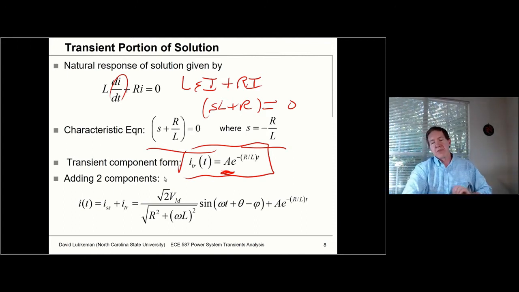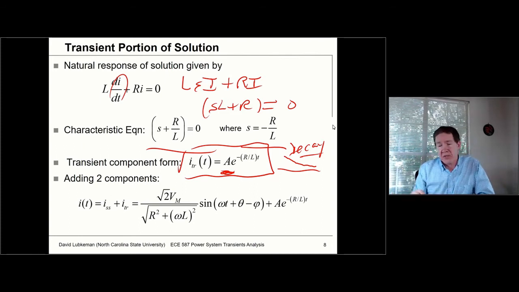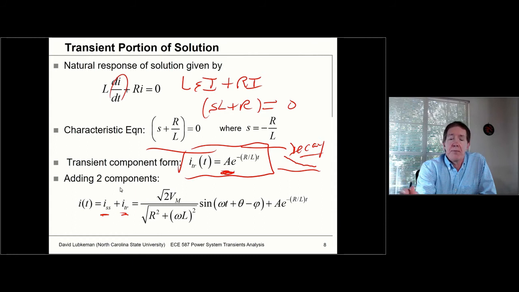At time equals 0, this is equal to A. And as time goes to infinity, this exponential term goes to 0. So this represents what we call a decaying exponential, or decaying transient. It's going to start at some value and eventually it's going to disappear. When we add both of these together to get the total solution, the steady state part and the transient part, we just simply add them up, and now we need to figure out what this value of A is.